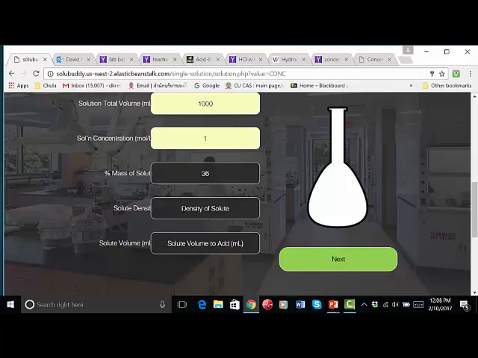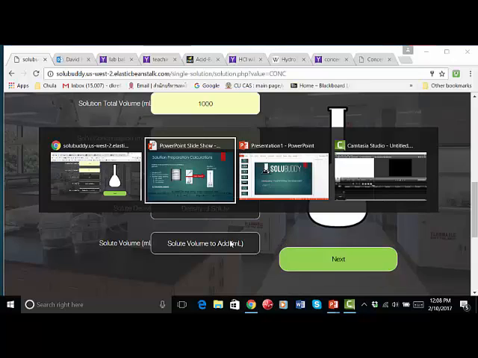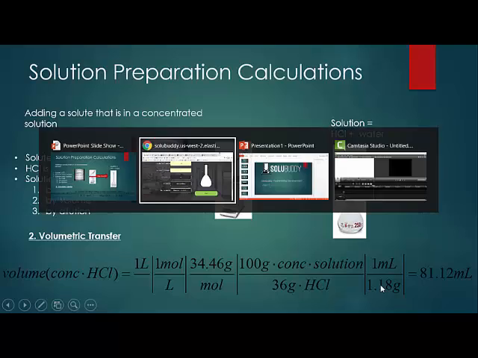But we want to avoid error. So maybe this language could be changed to density of concentrated solution. And this should have units, shouldn't it? How many grams per every mil? With 1 mil over 1.18 grams.